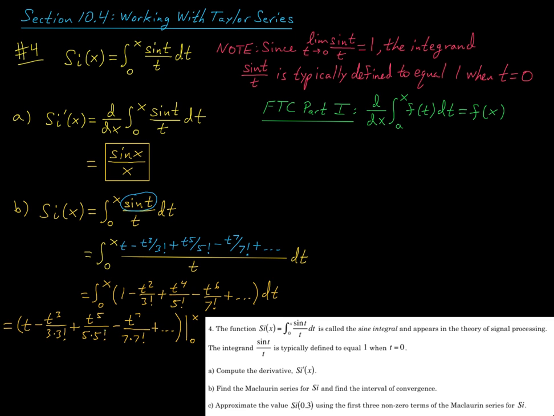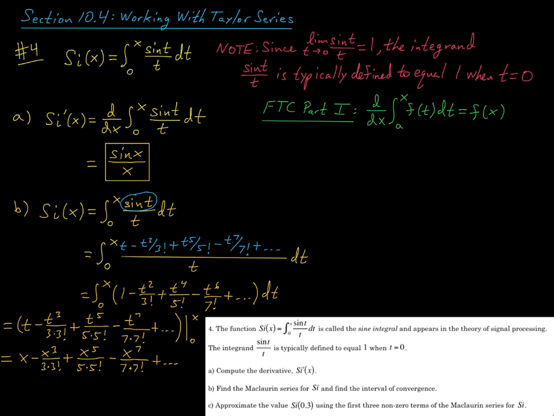Then we're going to evaluate this series at x and then at 0 and take the difference. When we evaluate it at x, we're really just replacing t with x, so we just get this series here. When we evaluate at 0, we're just going to get 0, because all these terms will drop out. So this is the result of this evaluation. And now we're looking at the Maclaurin series for Si of x in expanded form.